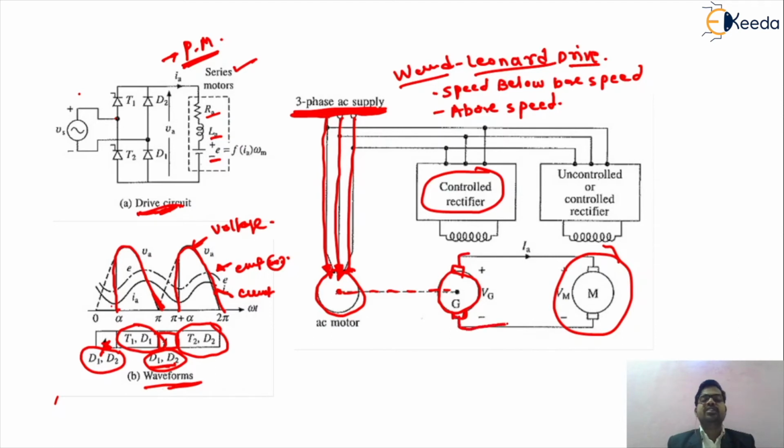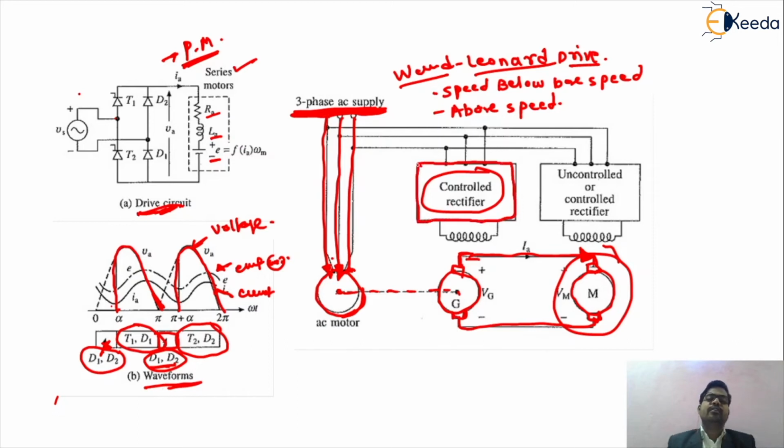While we change the voltage of the generator, this generator is again coupled to the motor. So while we change the supply voltage of this motor, the voltage of the generator changes, and the generator, being coupled to the motor, changes the armature voltage of this machine. So we get speed control of that machine below the base speed.